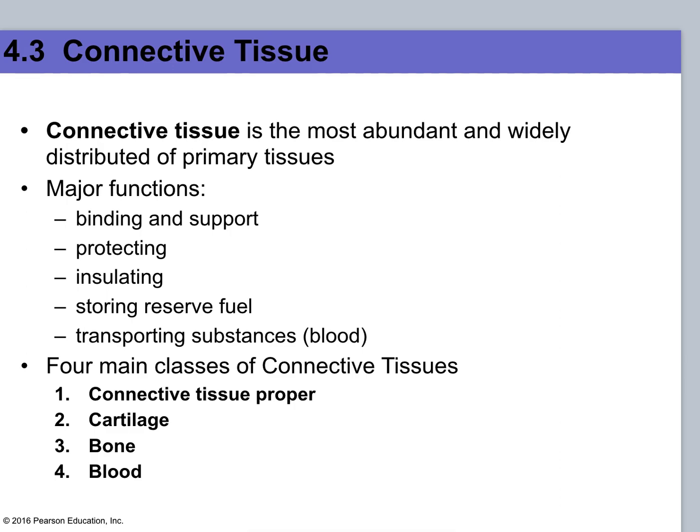So this slide basically describes the functions of connective tissue. We've mentioned them briefly, but the functions are binding and support, protection, insulation, reserve fuel sources, and transporting substances. It also lists the four categories or classes of connective tissue: connective tissue proper, cartilage, bone, and blood.